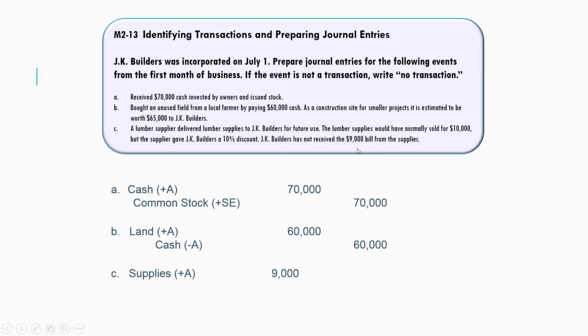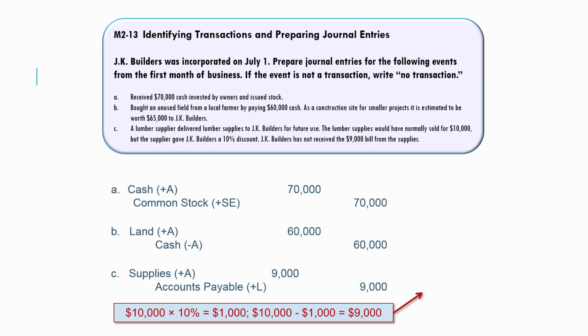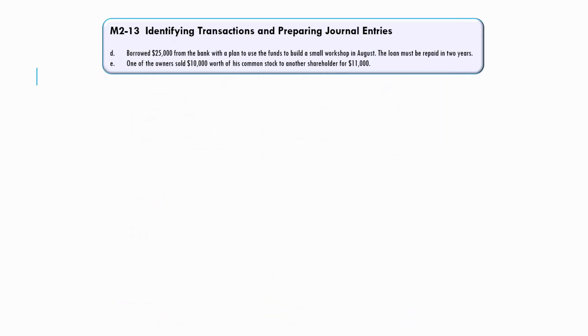Now, we have not received the bill from them, but we know that as soon as we ordered these supplies and the supplies were delivered, we're not going to pay $10,000. How much are we going to pay? We're going to pay $9,000, and $9,000 again is a liability account. The calculation is given down there.